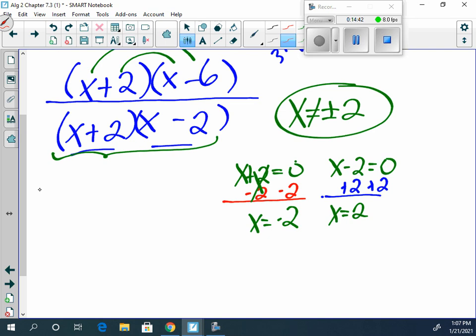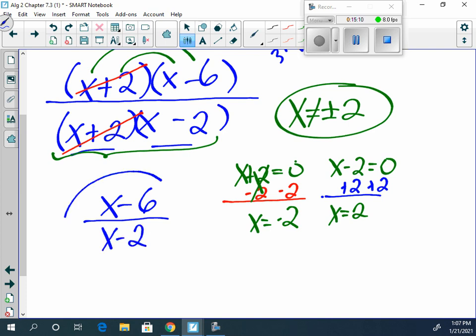Any other questions on this? Any questions on anything we've done so far? Okay. Now we can simplify. What's the same on top and bottom? Well, the x plus 2 and the x plus 2. And if we simplify those out, what are we left with? x minus 6 over x minus 2.